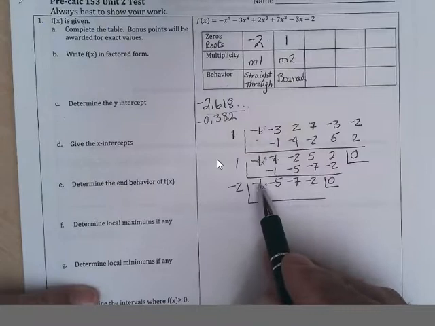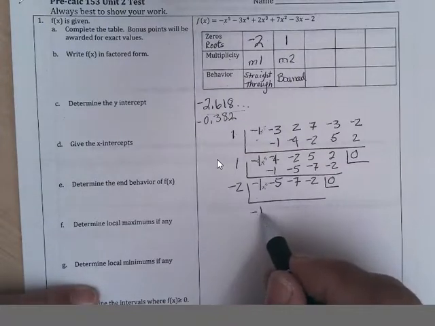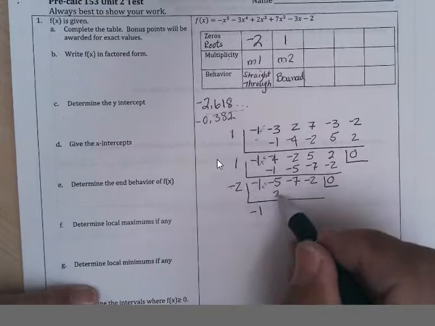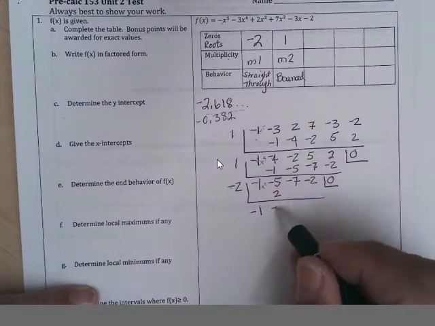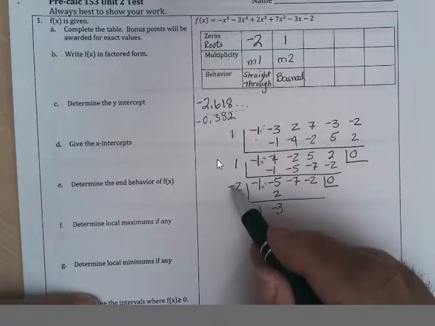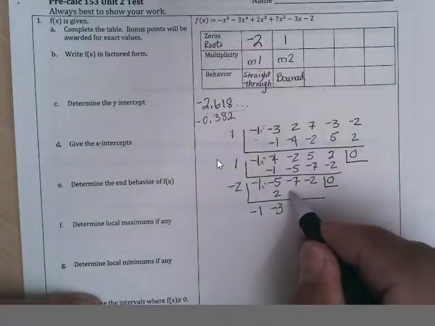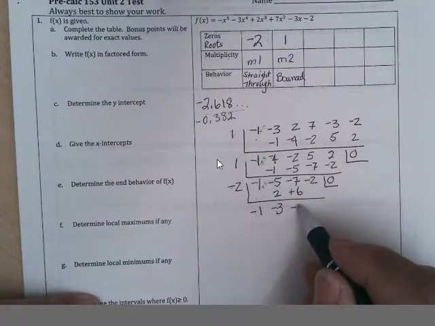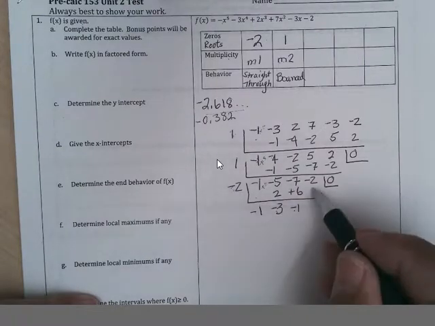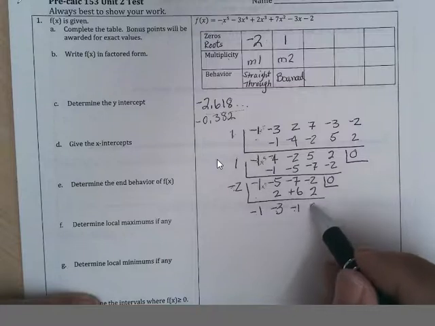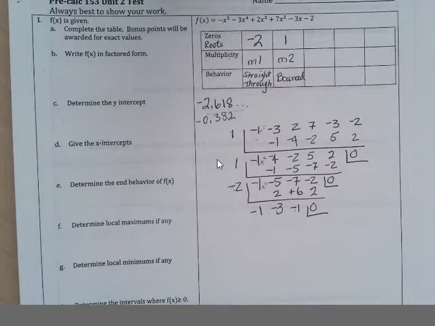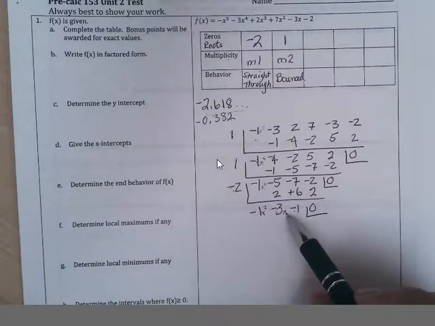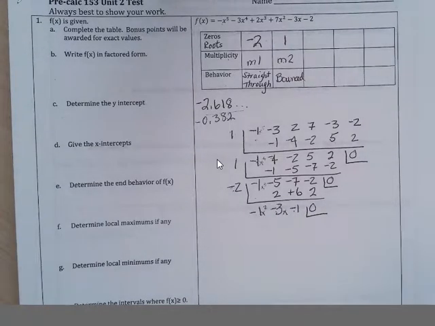Add down, -1 plus nothing is -1. -2 times -1 is +2. Add, I get -3. -2 times -3 is +6. Add, I get -1. -2 times -1 is 2. Add, and I get 0. It went in evenly. And now I've gone down to an x squared minus 3x minus 1.